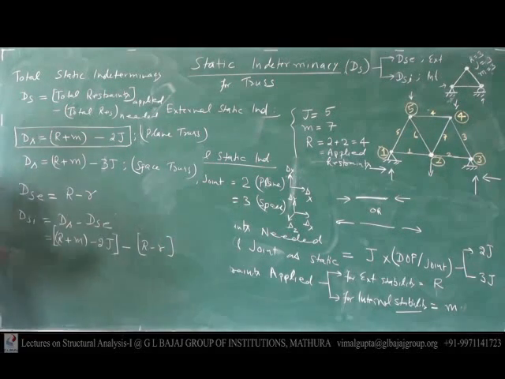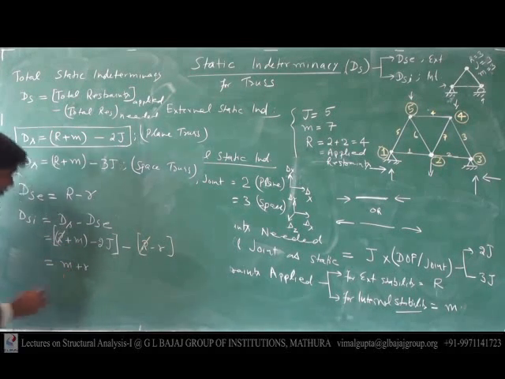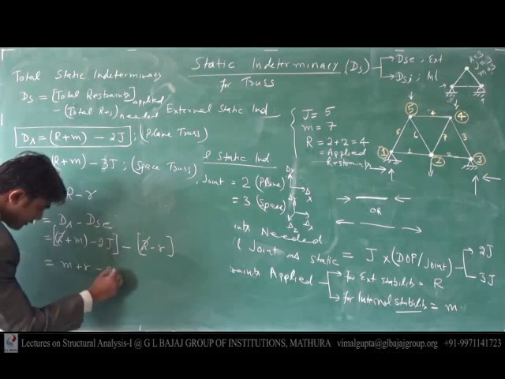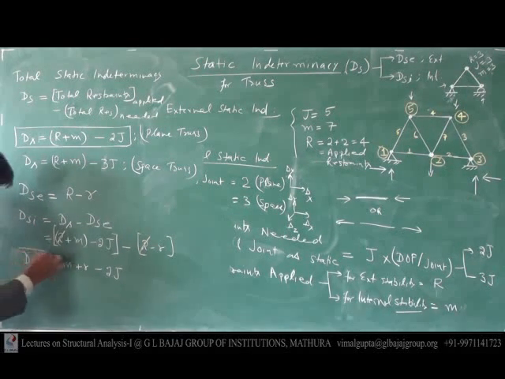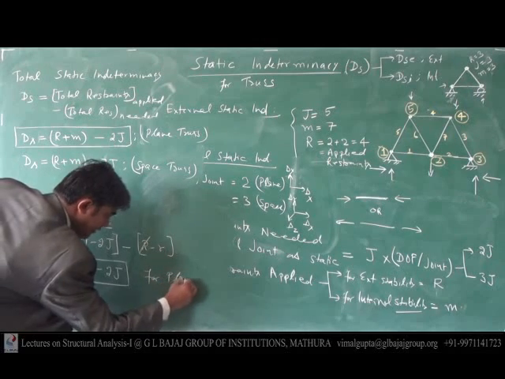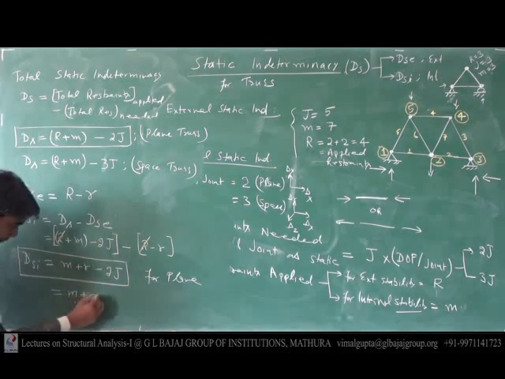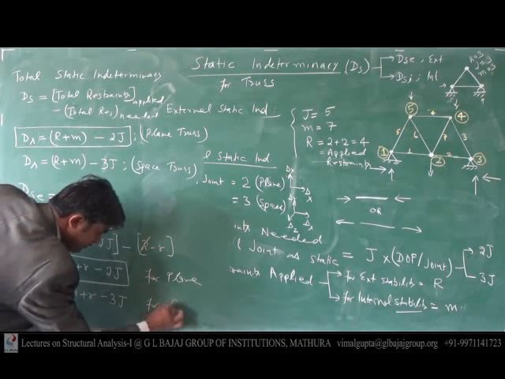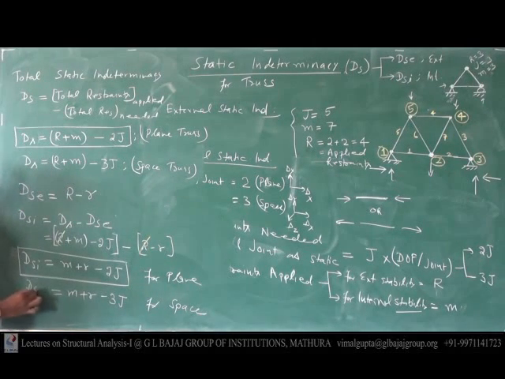Okay, so this will be cancelled out. So finally we will have small m plus small r minus 2j. This is the expression for DSI for plane, and similarly m plus r minus 3j will be for space. Okay, so we have two expressions. This is for total, this is for internal.